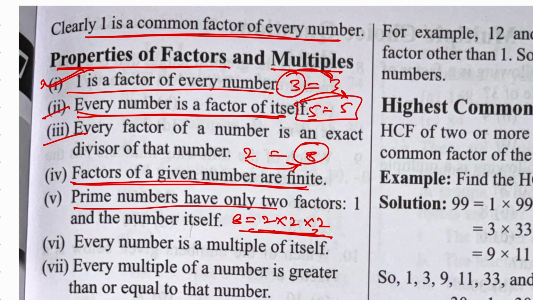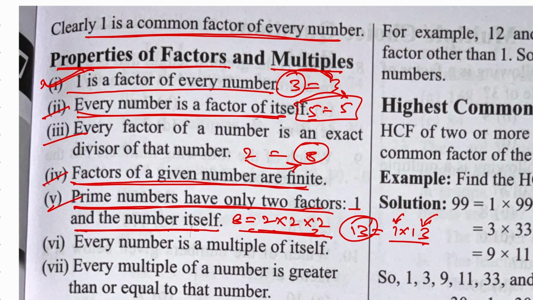Prime numbers have only two factors, 1 and the number itself. For example, 13. What are the factors of 13? 1 into 13. So one is the number itself and the second is 1. So prime numbers are those numbers which have only two factors, 1 and the number itself.